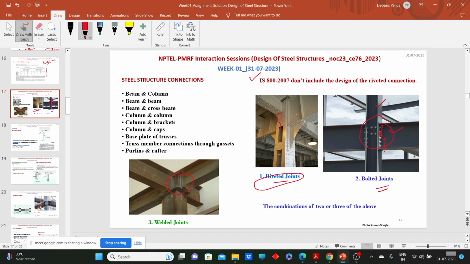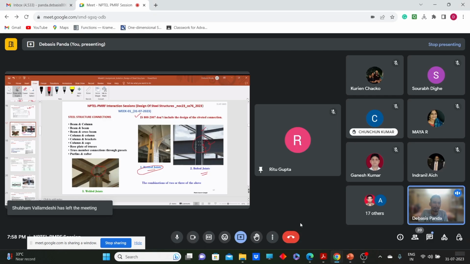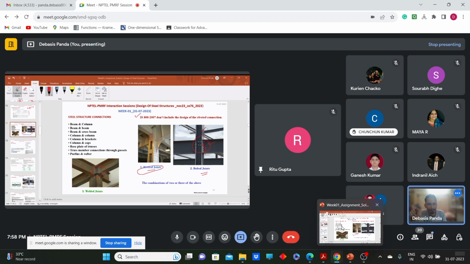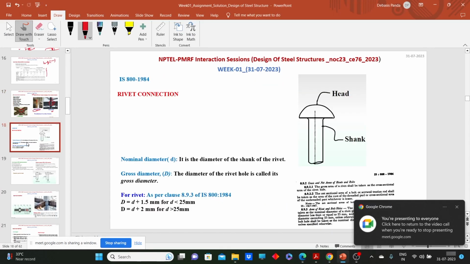Okay, so I will do one thing. I will upload all the codes which will be required for this design of RC structures in the Google Drive, and this link will be shared by the NPTEL support team. So from there you can directly download these codes. Now let's come to the riveted joint.